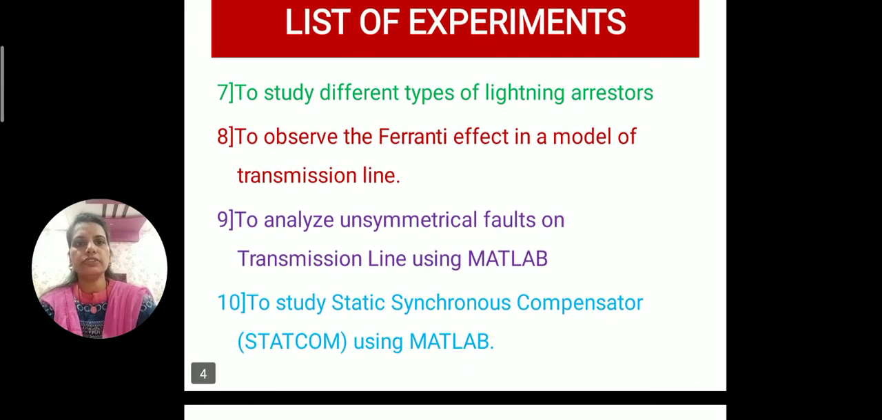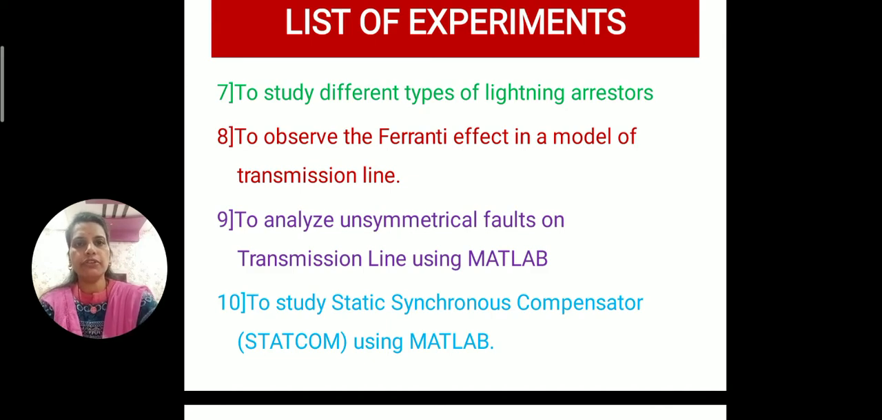Ninth experiment is to analyze unsymmetrical faults on a transmission line using MATLAB. And the last experiment is to study the static synchronous compensator, that is STATCOM, using MATLAB. So this is the list of experiments that we are going to perform. Out of these 10 experiments, 6 you have to perform in the laboratory, 2 are study experiments and 2 we have to perform on MATLAB.